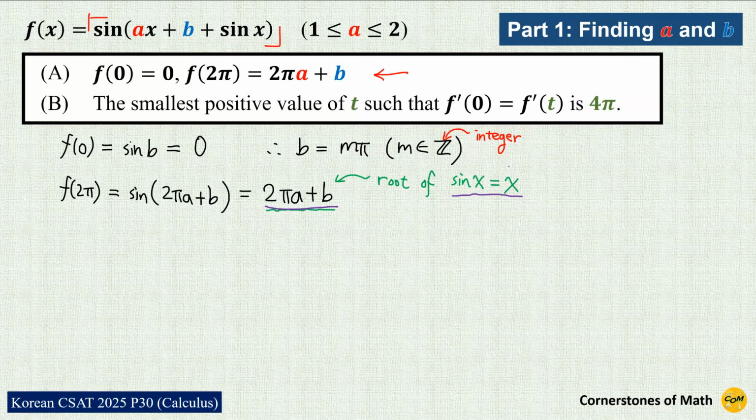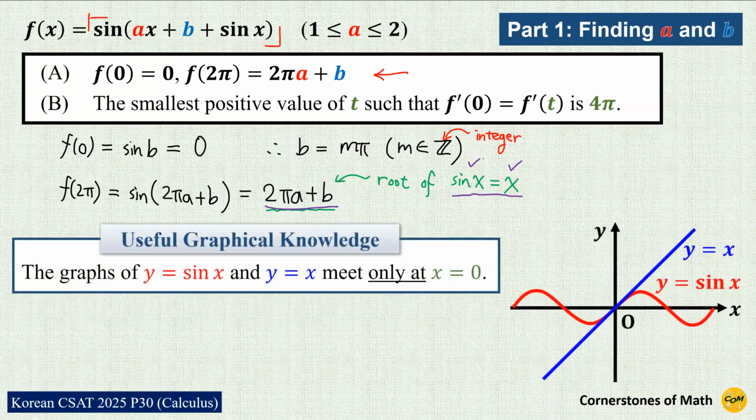Usually, an equation containing both polynomial and trigonometric functions is pretty tricky to handle, but for this particular equation, we can use the following useful graphical knowledge. The graphs of y = sin x and y = x meet only at x = 0 and nowhere else. I'm not going to prove this in this video, but you can easily verify this by examining the slope of y = sin x using its derivative. What this means for our problem is that in order for this equation to be satisfied, this 2πa + b must be 0. Therefore, we have b = -2πa.